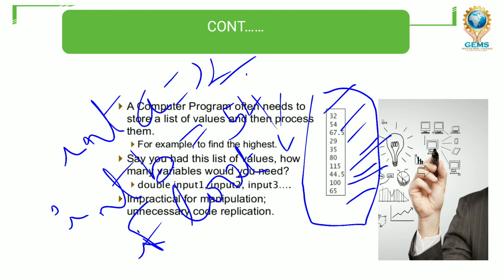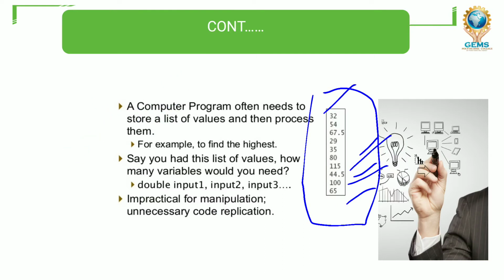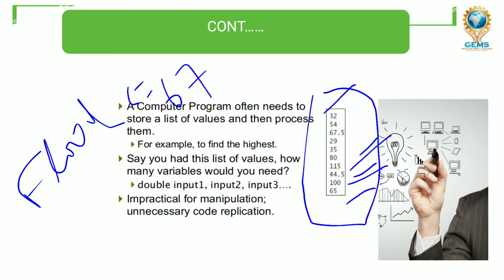Okay, float c, float c equal 67.5. Okay, 67.5.